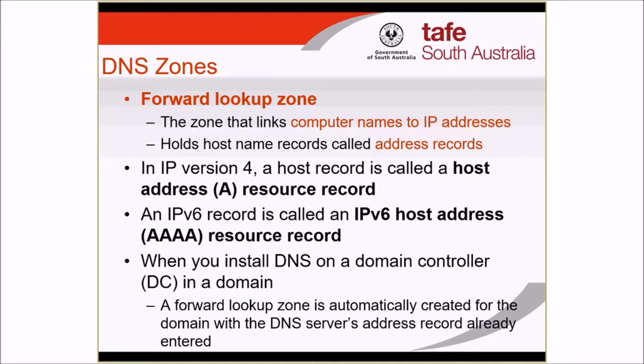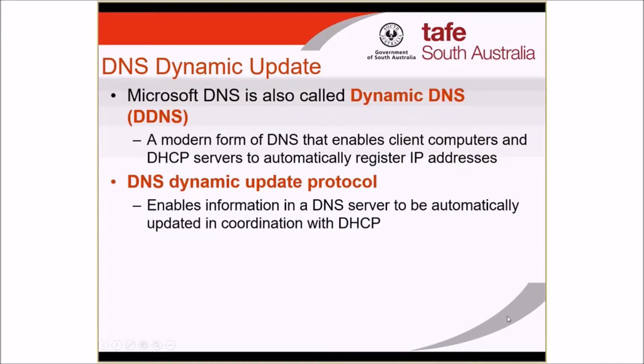When you install DNS on a domain controller in the domain, the forward lookup zone is automatically created for you, and it's actually integrated with Active Directory. There's what's called dynamic DNS as well. You might have heard of this term elsewhere. But here in Active Directory, in Microsoft, it's a modern form of DNS that enables client computers and DHCP servers to automatically register your client's IP address in DNS, so we can use names instead of IP addresses.